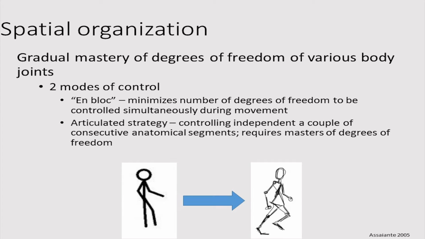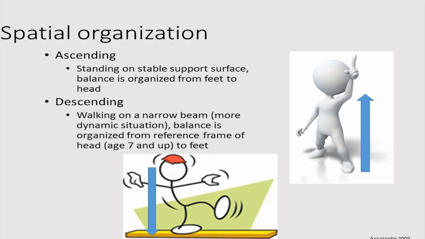There are two modes of control of mastering degrees of freedom as we move. And we talked about these a little bit when we talked about the development of postural control. But we have in block, which minimizes the degrees of freedom. Everything moves more as a single unit. And then we move to a more articulated strategy where we're mastering those degrees of freedom and controlling independently segments, anatomical segments.